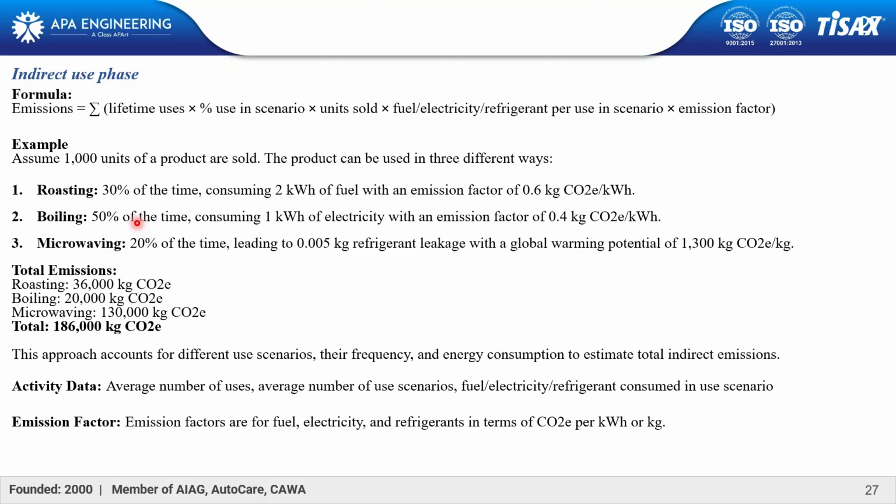This approach accounts for different use scenarios, their frequencies, and the energy consumed to estimate total indirect emissions. Here also, in the indirect use phase, the data required would be the average number of uses and the average number of use scenarios as mentioned above, like roasting, boiling, or microwaving. These are the different kinds of scenarios in which our products are used and the fuel consumed in those scenarios. The emission factors are for fuel, electricity, and refrigerants in terms of carbon dioxide emitted per kilowatt of electricity or kg of fuel.